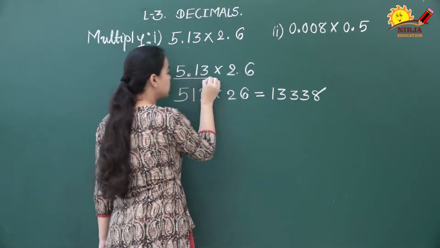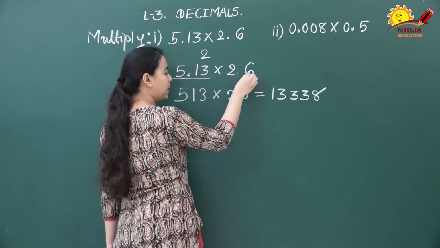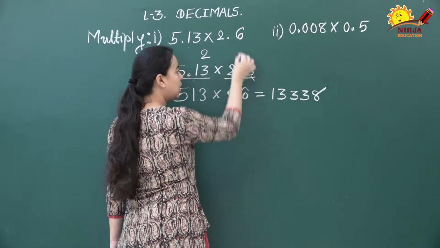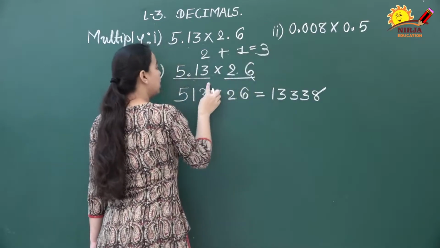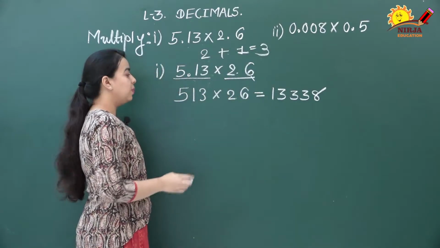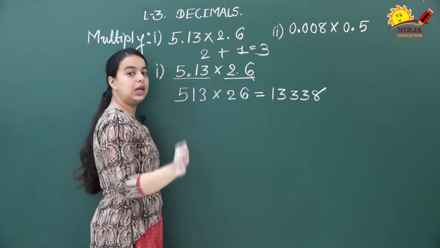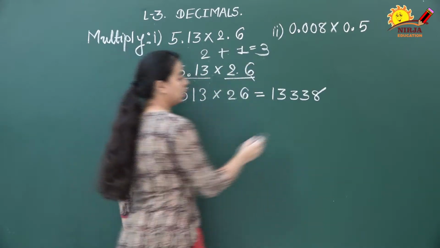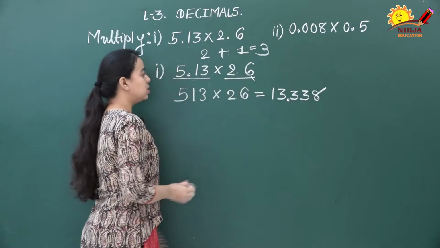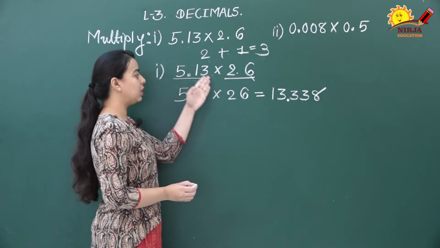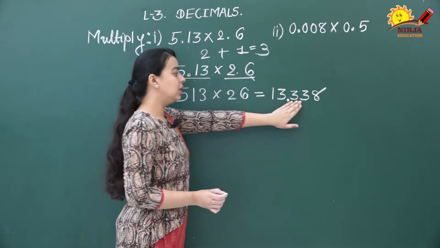So let's count decimal places for the first one. It is 1 and 2, and decimal places for the other number, it is only 1. So total there are 3 decimal places in the numbers. Now we are going to put the decimal point after 3 digits from the right, 1, 2, 3. So this is your answer for 5.13 multiplied by 2.6, which is 13.338.